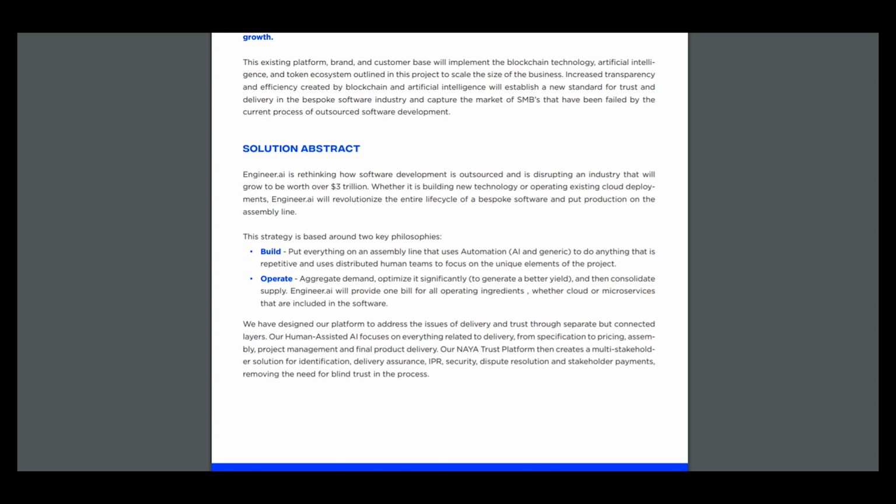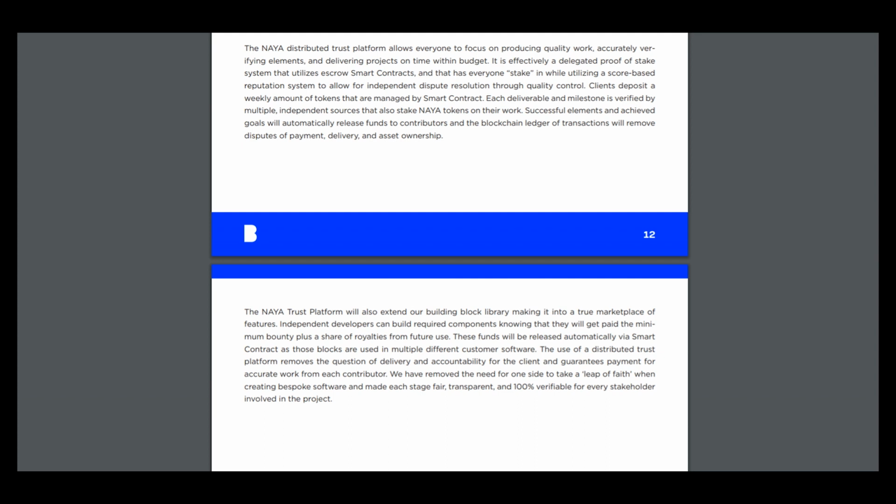And here are the solutions. This strategy is based around two key philosophies. Build: put everything on an assembly line that uses automation to do anything that is repetitive and uses distributed human teams to focus on the unique elements of the project. Operate: aggregate and optimize significantly, and then consolidate suppliers. I think it's very interesting and it will work and can solve many problems.